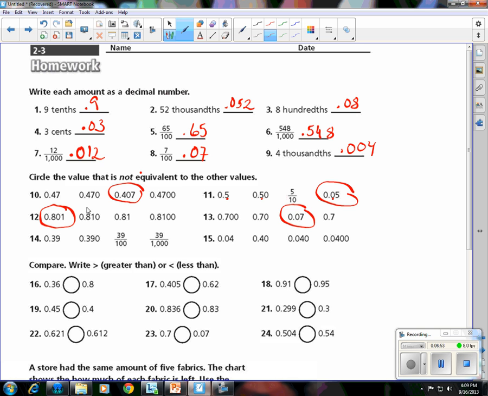Alrighty. You guys are kind of getting the hang of this, hopefully. So 39 hundredths, 39 hundredths. Oh, 39 thousandths. Not you. 4 hundredths, 4 tenths, 4 hundredths, 4 hundredths. Ah, it's that 4 tenths. Okay? So you guys are kind of getting the hang of it.